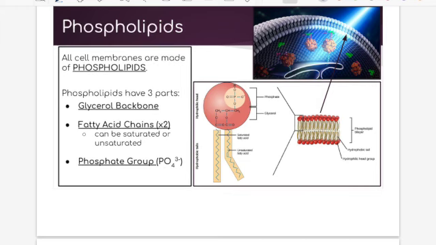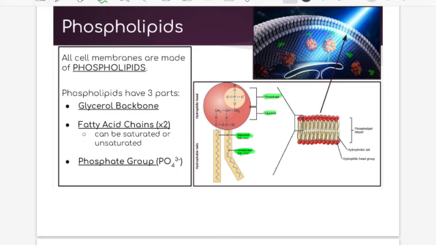Okay, phospholipids. We talked about phospholipids a little bit already. It's got 3 parts. It's got the fatty acids. They can be saturated or unsaturated. They can both be saturated, or they can both be unsaturated. But they've got 2 fatty acids attached to a glycerol, and then instead of a 3rd fatty acid, the 3rd fatty acid is replaced with a phosphate group.